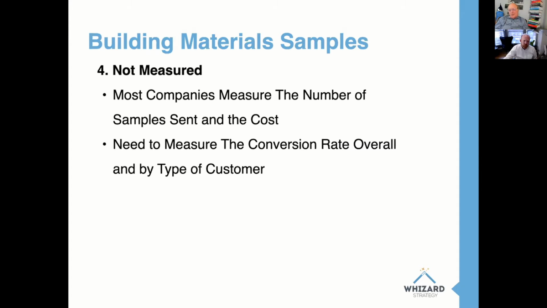Most companies measure the number of samples sent and the budget or cost, but I don't see them measuring the conversion rate overall or the conversion rate by type of customer. So what I mean by that is you may send out 1,000 samples, but within there, how many samples went to this type of customer, this type of customer, this type of customer, and to be looking, saying, wow, samples are really a great conversion tool in this situation. Not so good over here.